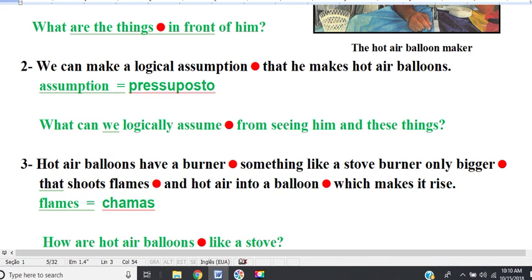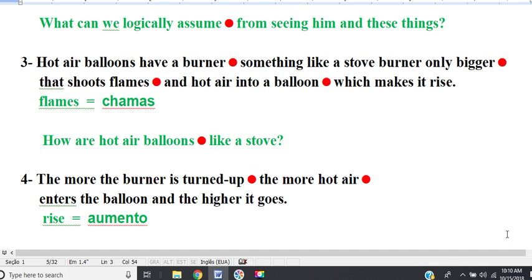Line 2. We can make a logical assumption that he makes hot air balloons. Question. What can we logically assume from seeing him and these things? We can make a logical assumption that he makes hot air balloons.